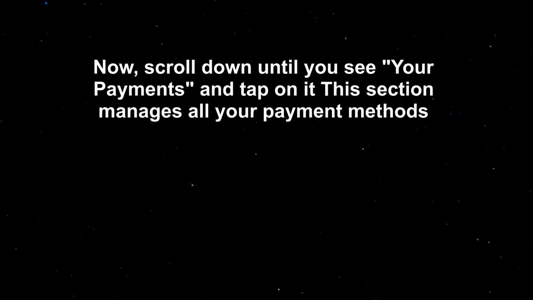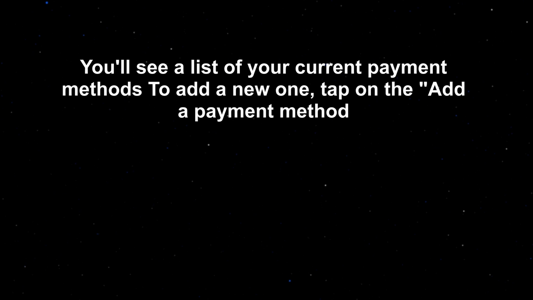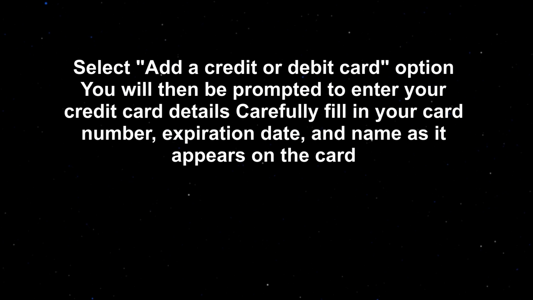Now, scroll down until you see your payments and tap on it. This section manages all your payment methods. You'll see a list of your current payment methods. To add a new one, tap on Add a Payment Method. Select Add a Credit or Debit Card option.